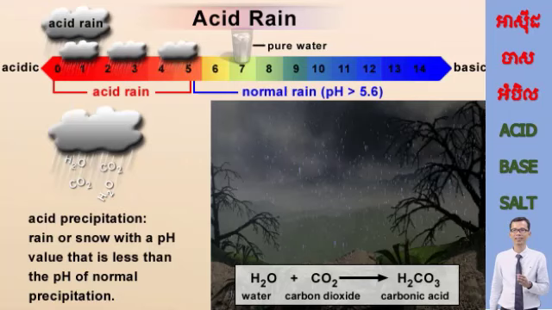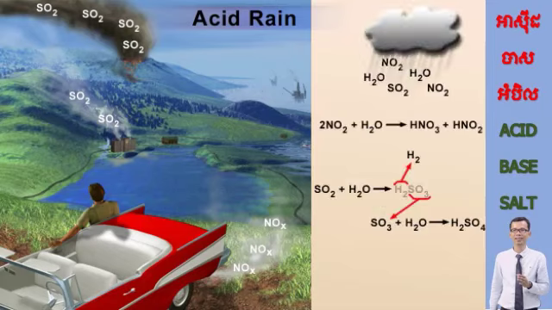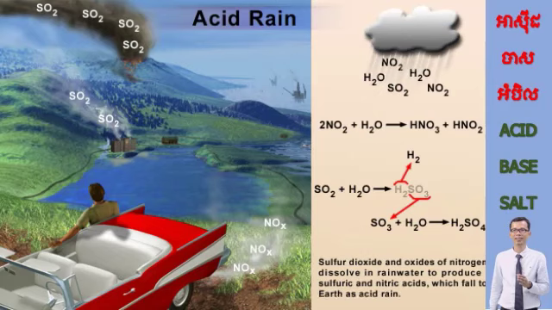Acid rain results primarily from air pollution produced by sources such as industrial emissions, car exhausts, and volcanic eruptions. Most air pollution is a combination of sulfur dioxide and nitrogen oxides. These gases react with water vapor to form weak solutions of sulfuric and nitric acid, which fall to Earth as acid rain.